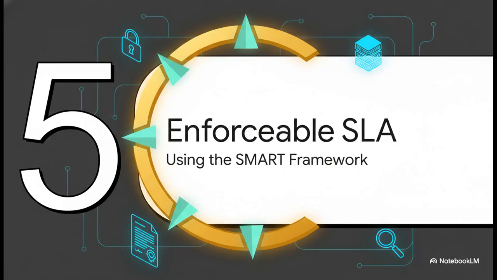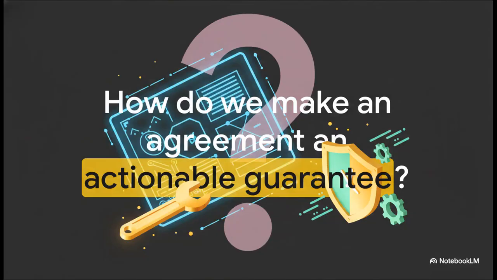But let's be honest, a promise is only as good as its terms. A vague promise is an empty one. So to make our SLA a real, actual guarantee, we have to make sure it's practical, precise, and, most importantly, enforceable. So that's the key question, isn't it? How do we take this idea of an agreement and forge it into a sharp, actionable tool that actually protects everyone involved? To do that, we need a framework.